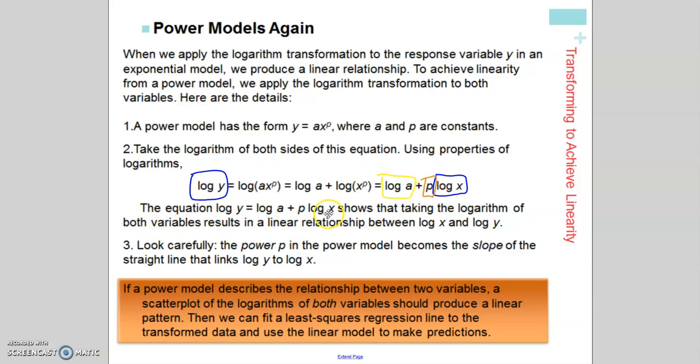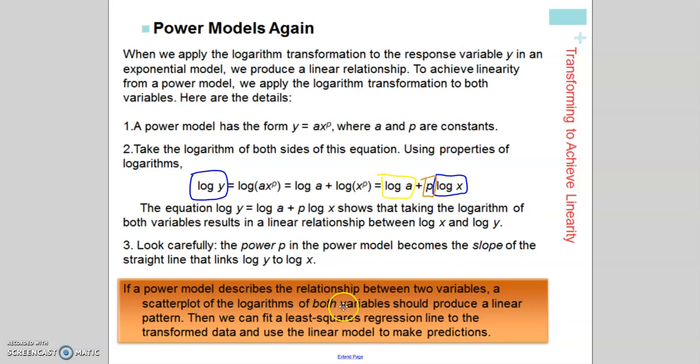So this equation right here shows that taking the logarithm of both x and y results in a linear relationship between log of x and log of y. And if you look carefully, you can see that P, the power of the power model, actually becomes the slope of the line that links log of y to log of x. So the idea here is that if a power model describes the relationship between two variables, a scatter plot of the logarithms of both variables should produce a linear pattern.